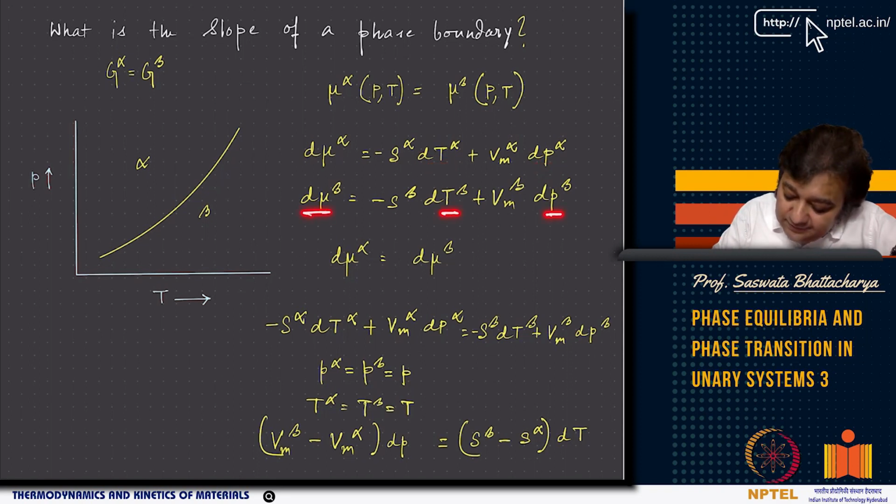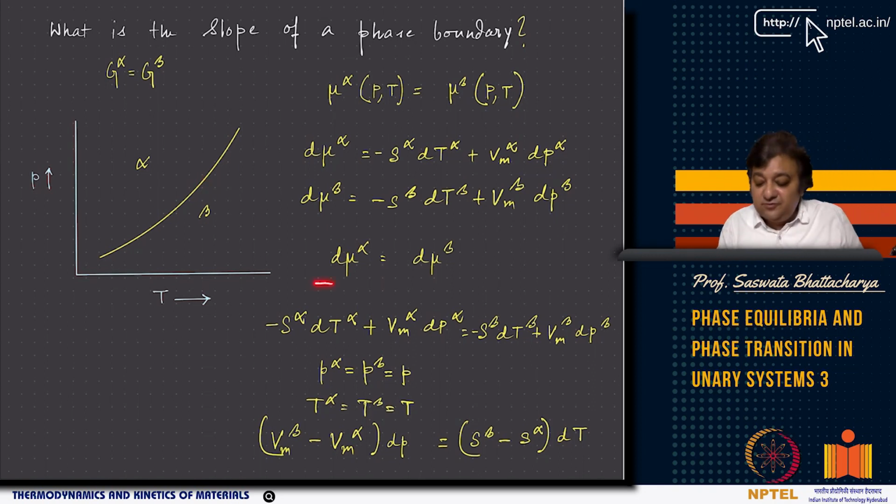Now, at equilibrium, that is at the two phase coexistence, you should have d mu alpha equals d mu beta. So you have minus S alpha dT alpha plus Vm alpha dP alpha equals minus S beta dT beta plus Vm beta dP beta. But as you know from the mechanical and thermal equilibrium, P alpha has to be equal to P beta equals to P, say some P. Okay, so P is say some value, right?